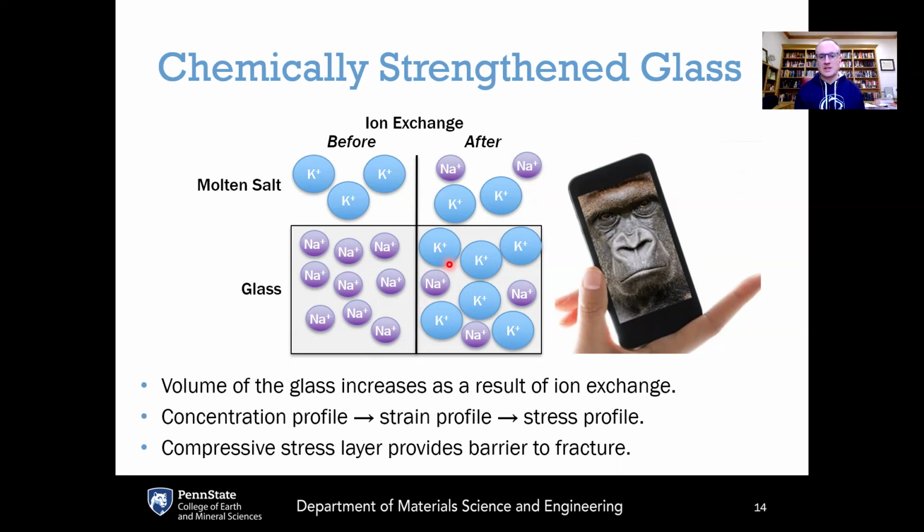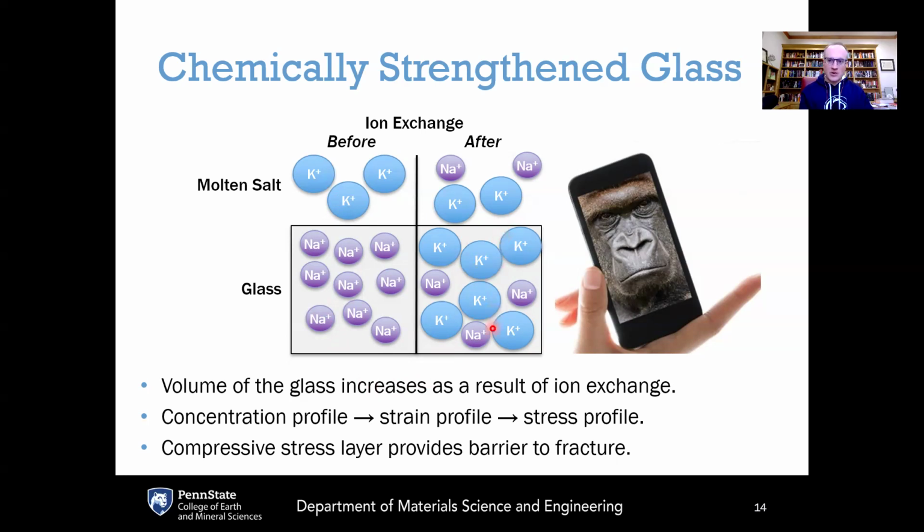So when the larger potassium ion tries to take its place, it's kind of like taking out a tennis ball and stuffing in a bowling ball instead. It doesn't quite fit, and the glass wants to expand in order to accommodate this larger potassium ion. So the volume of the glass wants to increase as a result of this ion exchange process, and it wants to increase more in those regions where you have a higher concentration of potassium. In other words, nearer the surface or nearer this interface between the glass and the molten salt, that's where you have a higher concentration of potassium. So that's where the glass wants to increase in volume more.